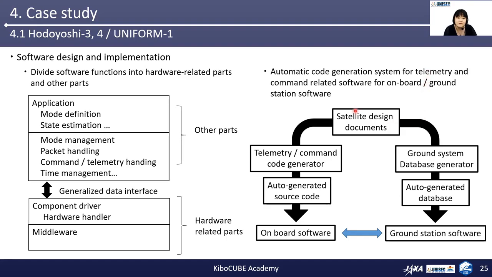The autocode generator generates the flight software and the ground station software database related part by using the database with the defined form. These two save our effort to check the consistency of the developed software.